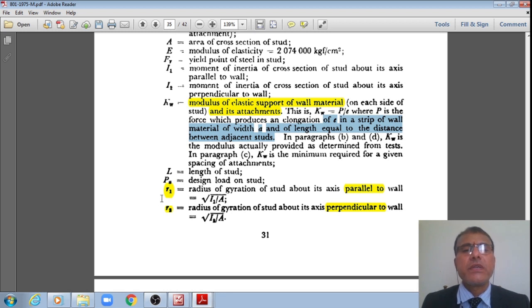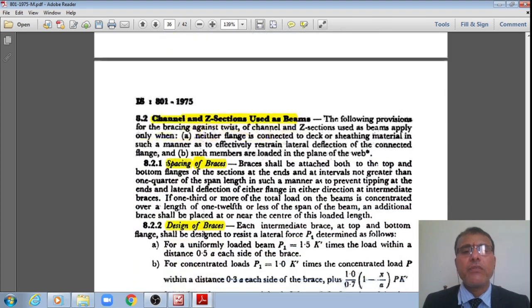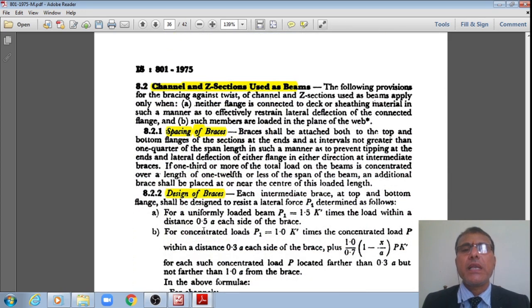Then next one is PU is equal to desired load on the stud, and R1 is the radius of gyration of the stud about its axis parallel to the wall, square root of I1 divided by A, and R2 is the radius of gyration of the stud about an axis perpendicular to the wall, square root of I2 divided by A. And next one is channel or Z section used as beams, right.